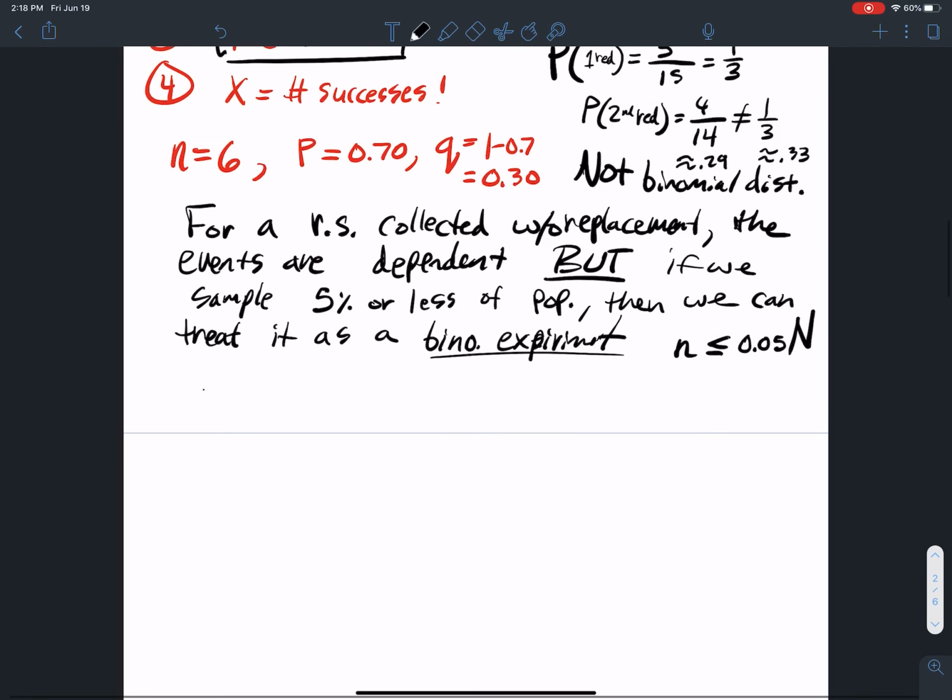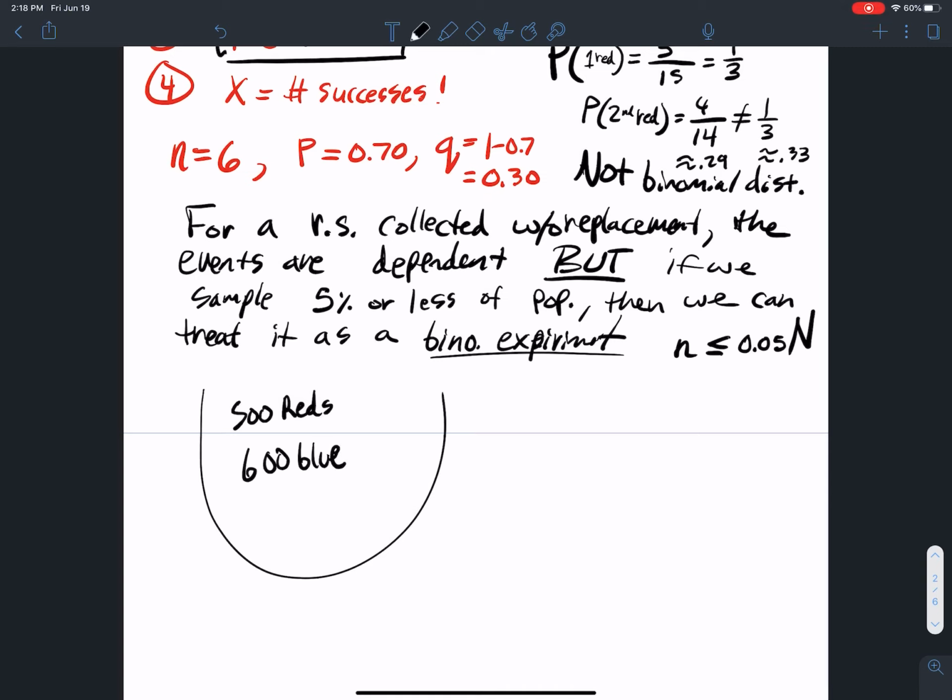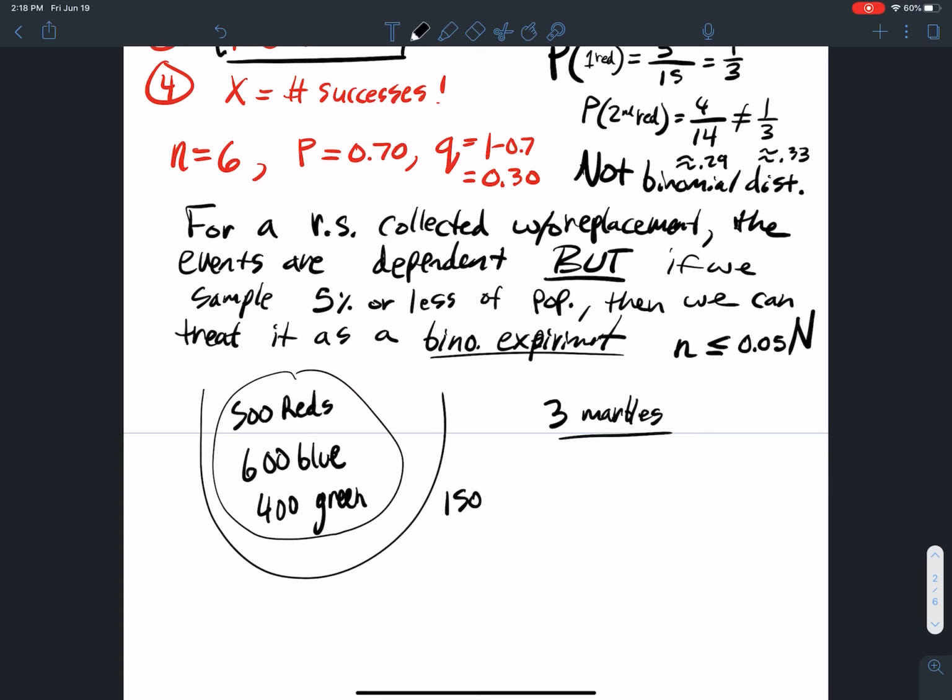So say you had a bag and you had 500 reds, 600 blues, and 400 green. And now you were going to get 3 marbles out. All right, so if you take 3 marbles out of this, well, let's think about it, okay? So how many marbles are there total? Instead of 15, there's actually 1,500, okay? 1,500 total. So the probability of drawing the first red is equal to what? It's equal to 500 out of 1,500, which is still 1/3.